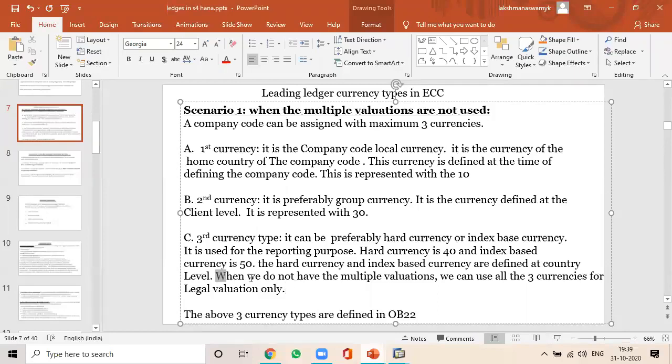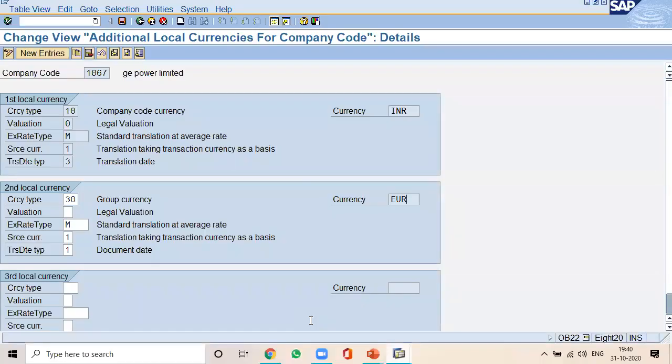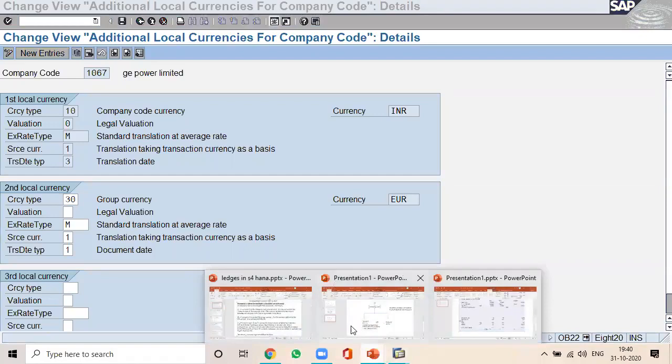So when we don't have multiple valuations, we can use all the three currencies for the legal valuation only. So when you don't have multiple valuations means you are using legal valuation only. Till now clear? And these currencies are defined in OB22 transaction code here itself. Till now clear for everybody?